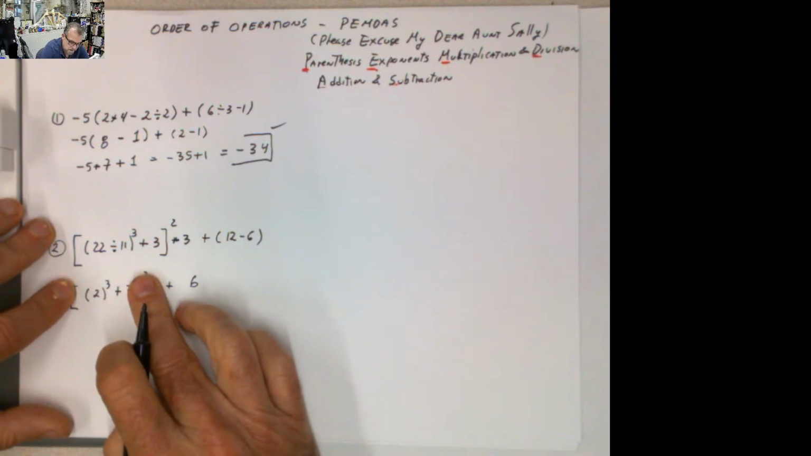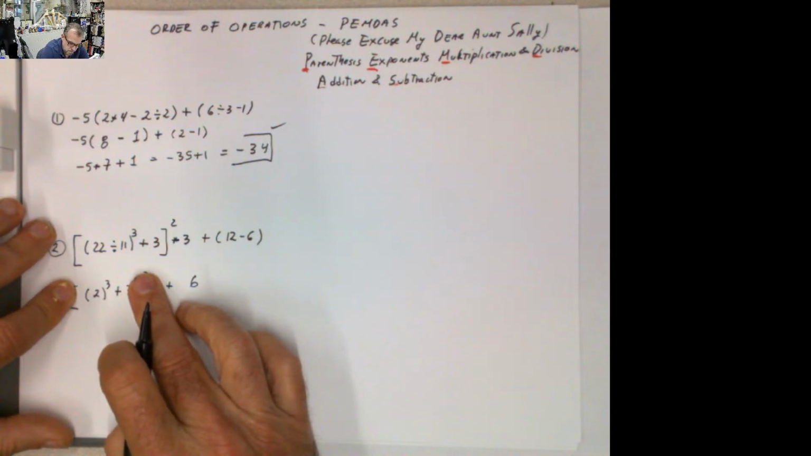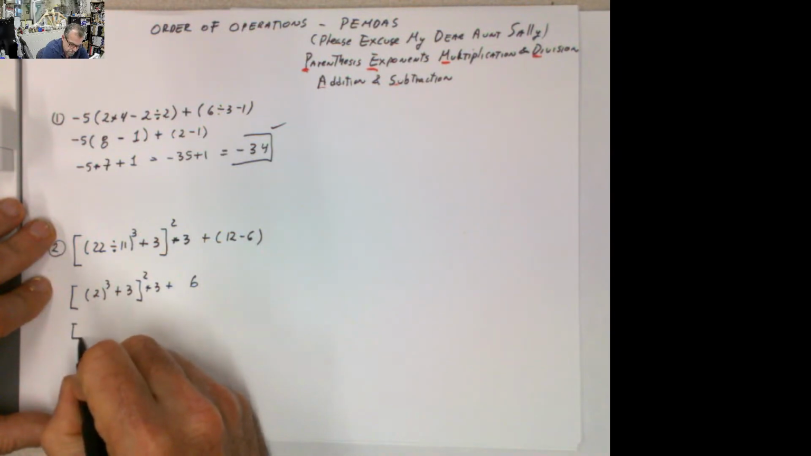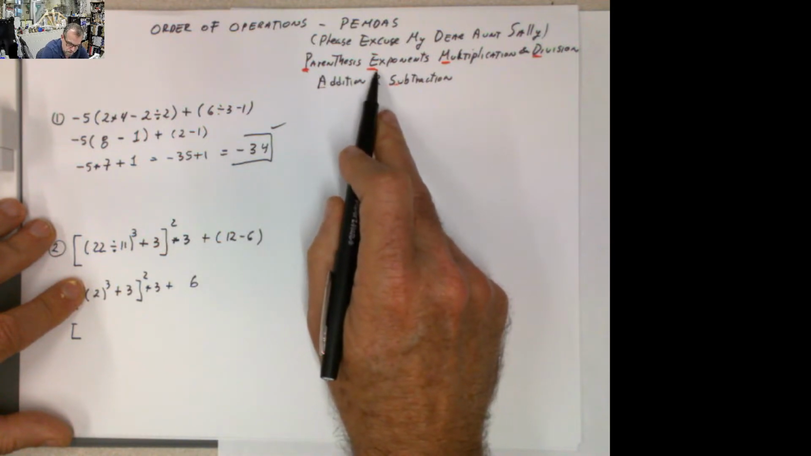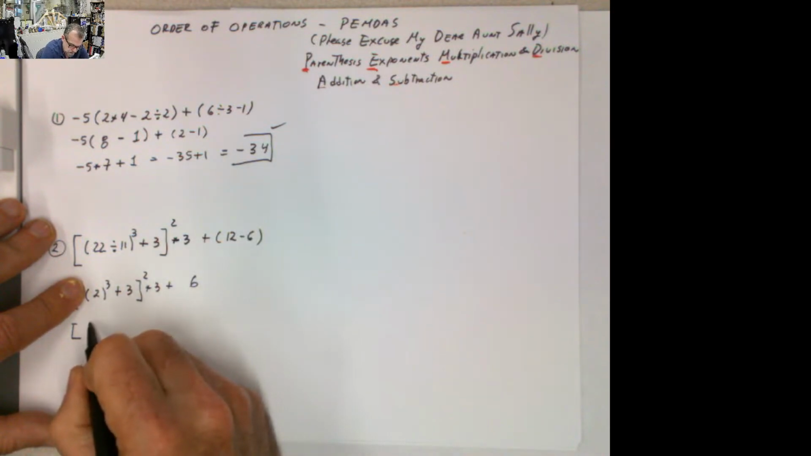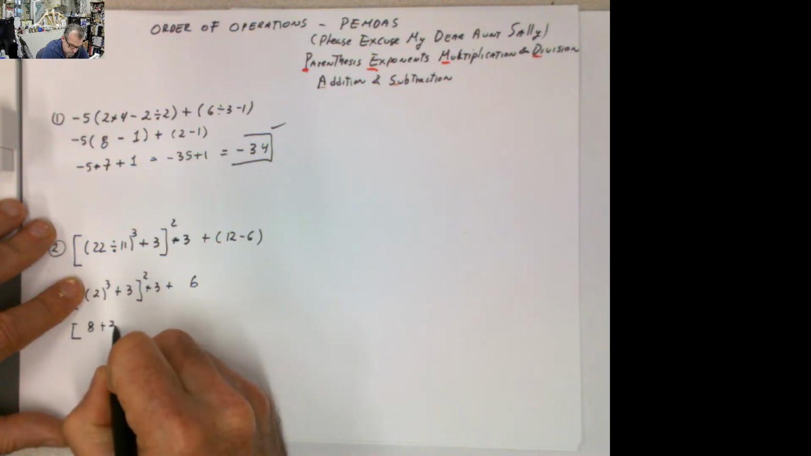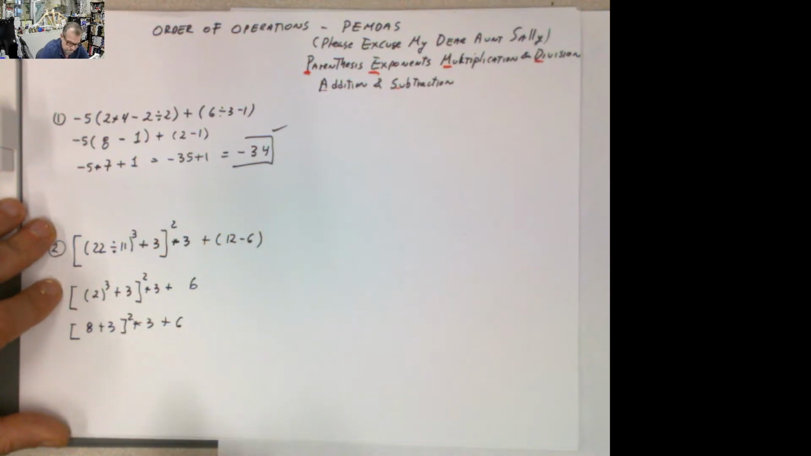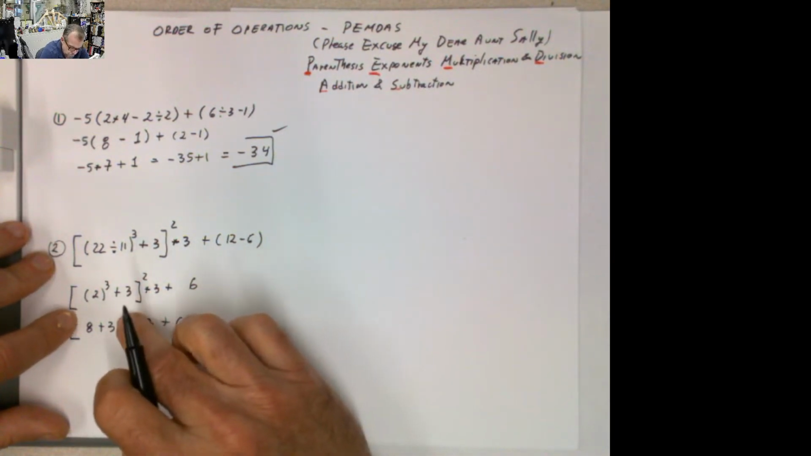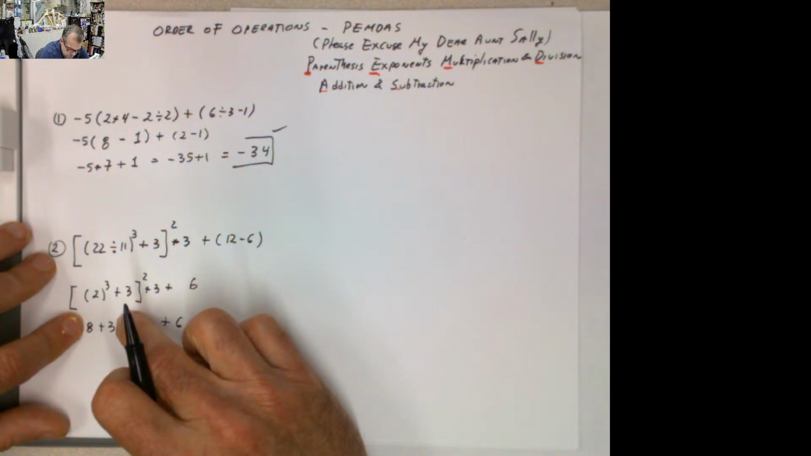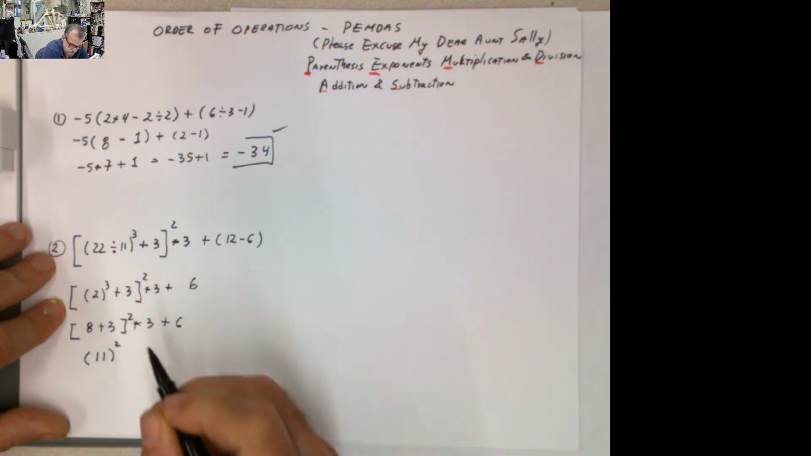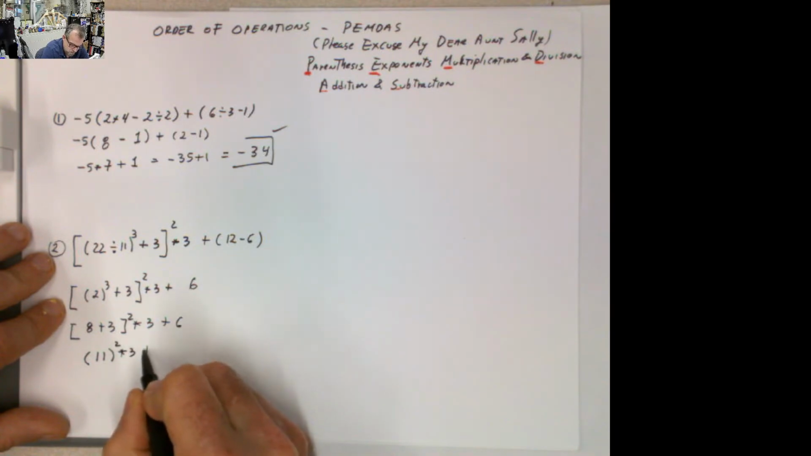Now you keep working inside of this. When you're working inside of this, then you have 2 to the third. But keep this bracket the way it was. Now the first thing that you do inside that is the exponent. So 2 to the third is 8 plus 3. And you keep the rest the same, times 3 plus 6. And you keep working. Now you solve this bracket here. Inside the bracket is just an addition. And I'm going to change it to parentheses, 11 squared is the same, times 3 plus 6.